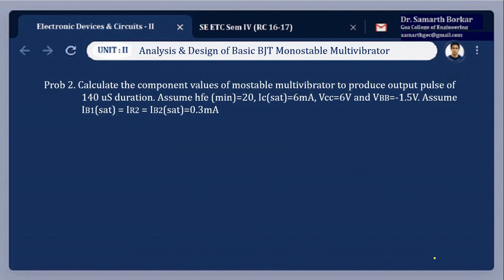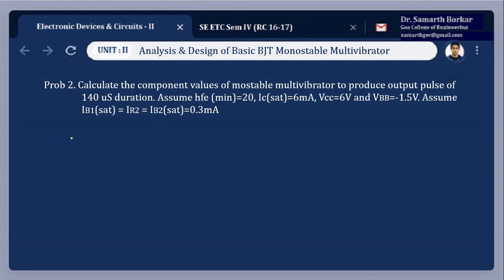Next problem, calculate the component values of a monostable multivibrator to produce an output pulse of 140 microseconds duration. Assume HFE minimum equals 20, IC set, that is the collector current saturation value, of 6 milliamperes, VCC equals 6 volt, VBB is minus 1.5 volt. This VBB, as we have discussed, is required to reverse bias the transistor Q1, driving it into cutoff. And here are the assumptions. So let us start solving this.